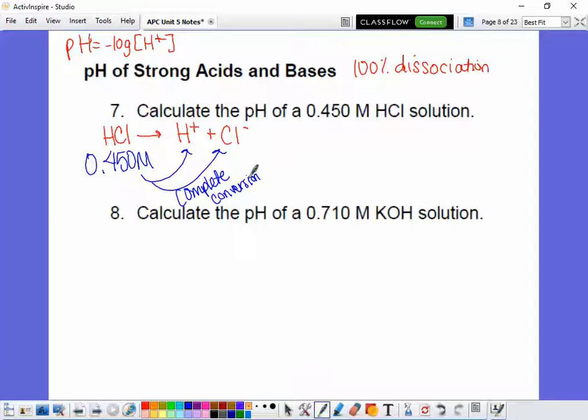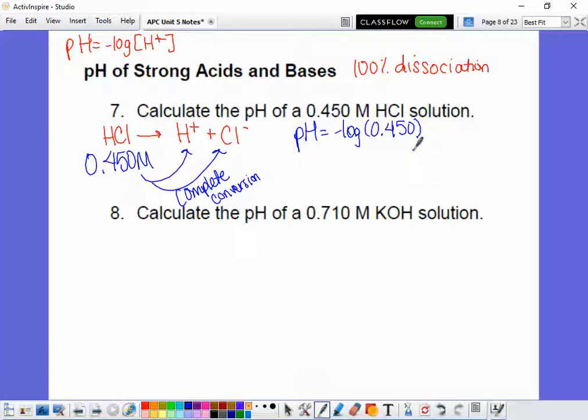In terms of equilibrium, the equilibrium constant for strong acids and strong bases is ginormous. It is huge. It is so much greater than 1. All right? We are pretty much driving towards the right. The products are what you're going to have mainly in solution. You're not going to have really any of the HCl still together at equilibrium. Okay? So to find the pH of this solution, all we need to do is take negative log of the initial concentration because it is the same as H plus. So pH is going to be negative log of 0.450.